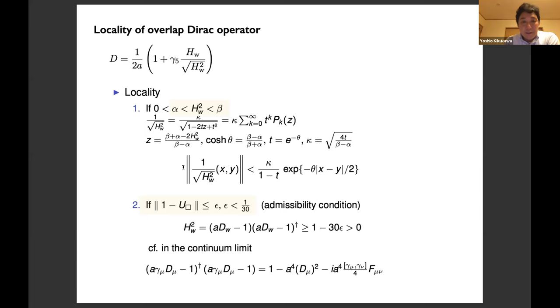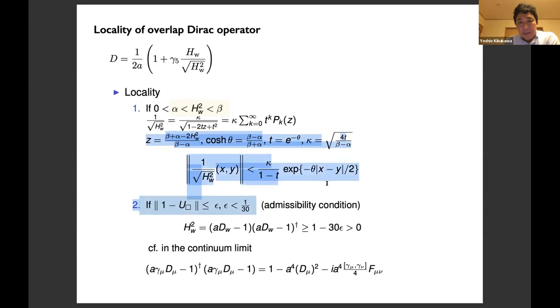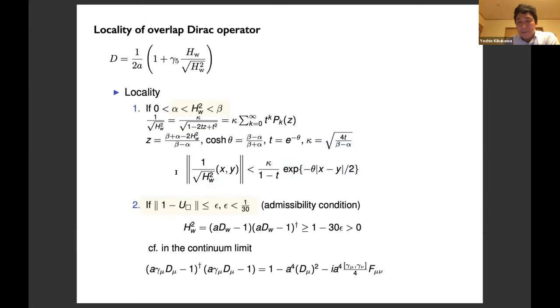So in this way, if this lattice Dirac operator satisfies this relation, we call this lattice operator local, because at large distance the coupling decays exponentially. So this is a condition for the locality. HW square should have a positive lower bound and an upper bound in this way. Okay.